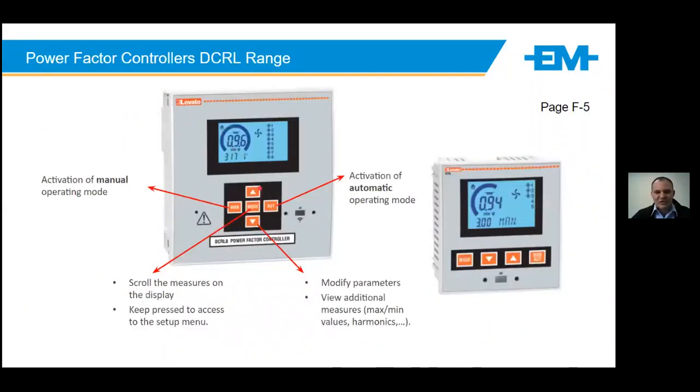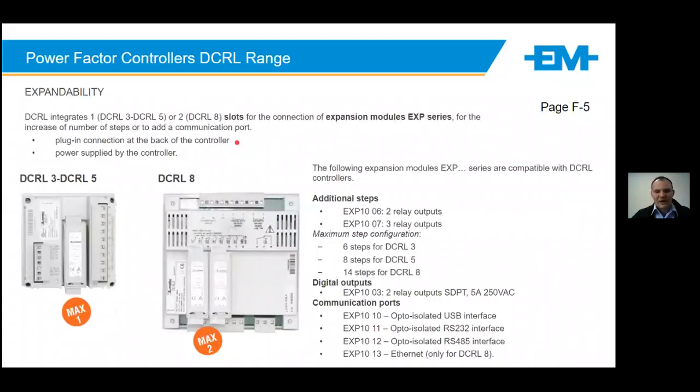On the fronts of these controllers would be your operations between manual and automatic, allowing you to scroll through the displays against the various variables to see measures such as min-max values on voltages, harmonics, and so forth. Quite an important part is you may have started with a system that only has 3 outputs or 5 outputs, and now you've got to add more steps onto it.